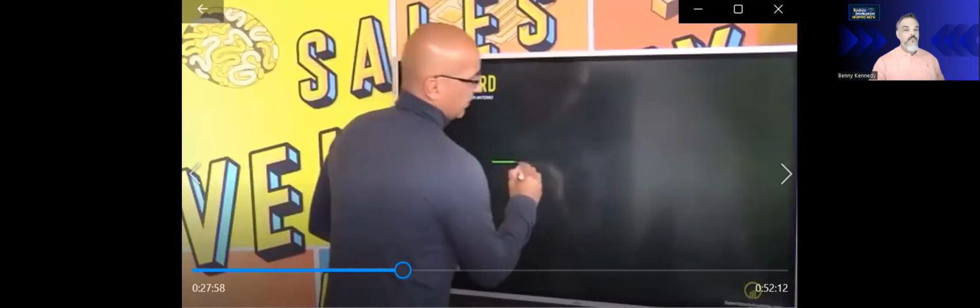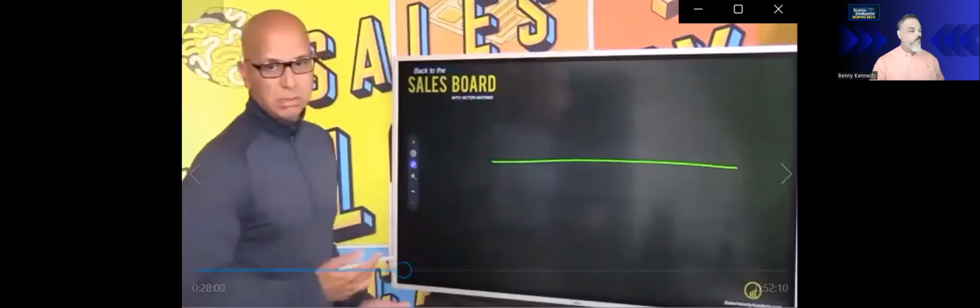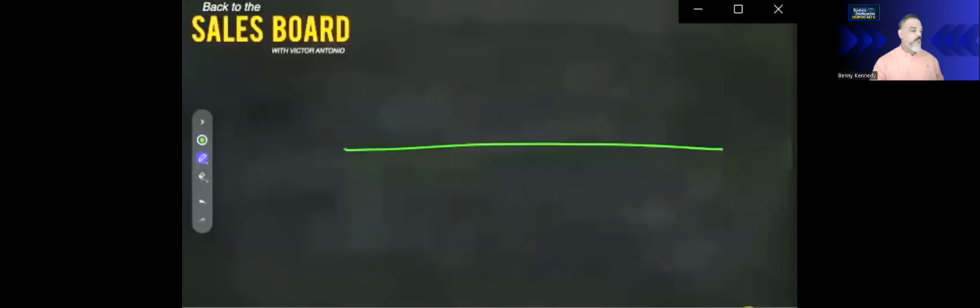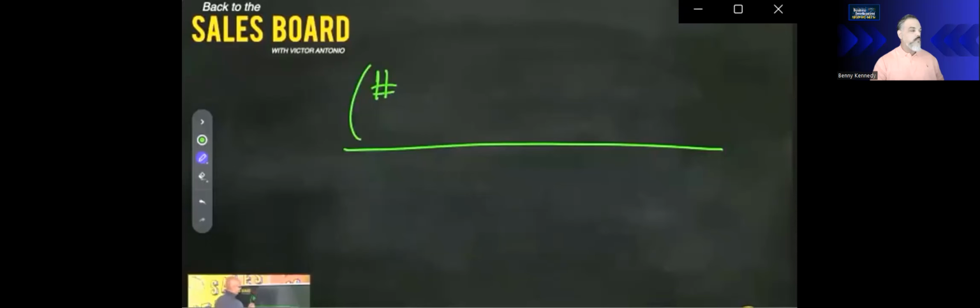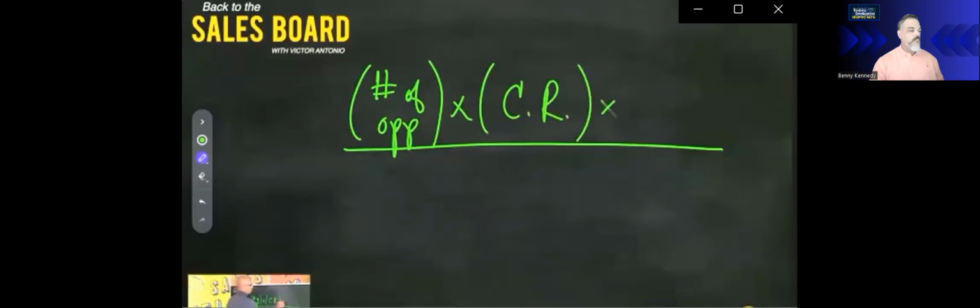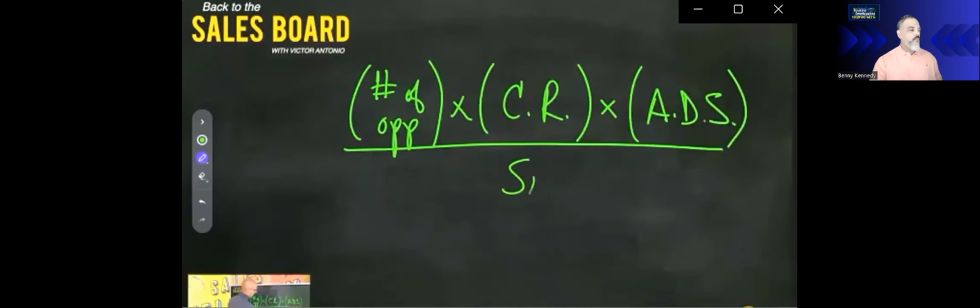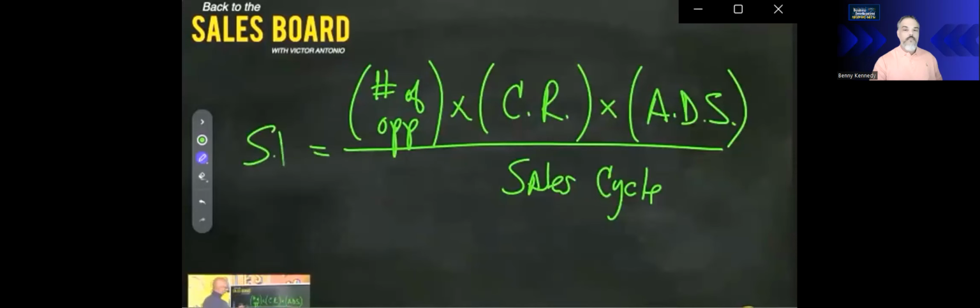If you're not familiar with the sales velocity equation, here it is. Let me move my big head down there. Okay. The sales velocity equation says this. You can calculate the velocity of how much you're selling if you take the number of opportunities in your pipeline, multiply it by your close rate, multiply it by your average deal size, and divide it by your sales cycle. That's how you calculate your sales velocity.